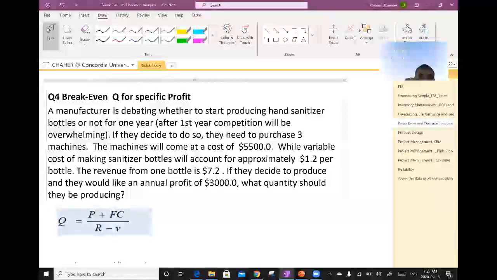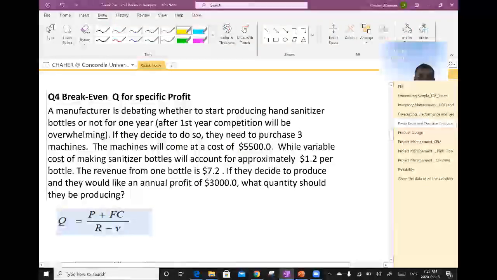So in this question, there again, the same example of hand sanitizers, and the machines will come at a cost of 5,500. The numbers are a little bit different. The variable cost is 1.2 per bottle, while the revenue is 7.2. Now, if they decide to produce and they would like a profit of $3,000, so their goal is profit of 3,000, what quantity should they be producing?